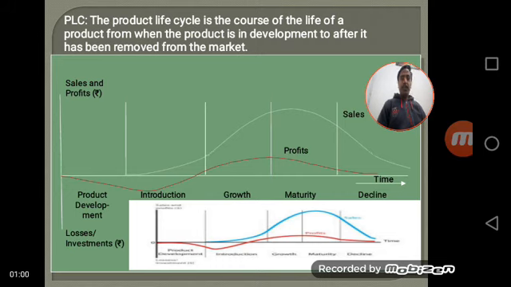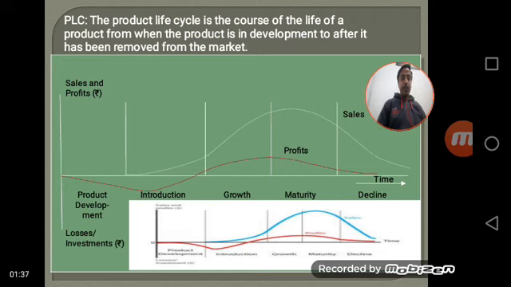So basically, what is product life cycle? Everything in this universe has a life cycle. Likewise, the product itself has a life cycle. So what is product life cycle? The product life cycle is the stages, or a course, or a span of how long the product will live in the market.